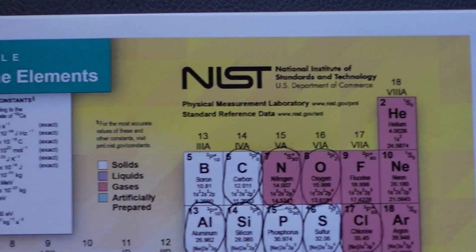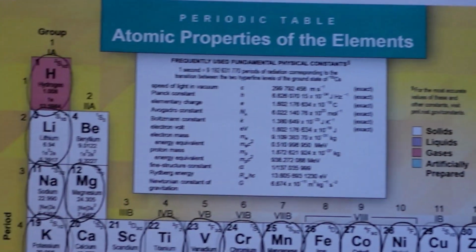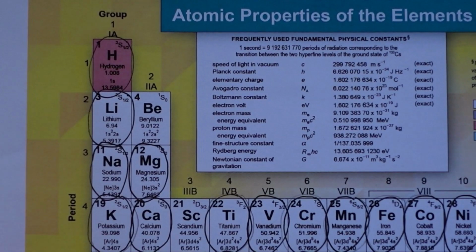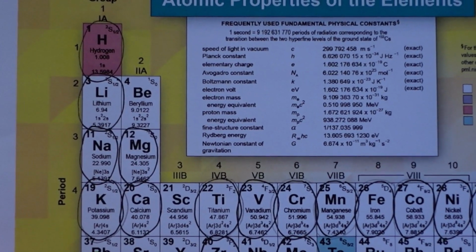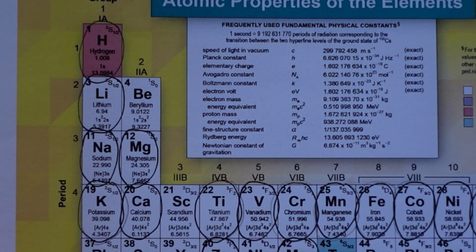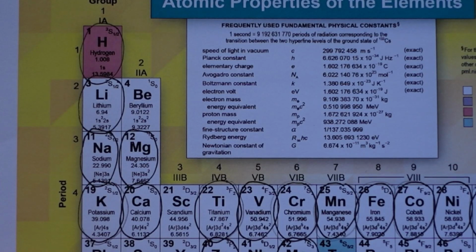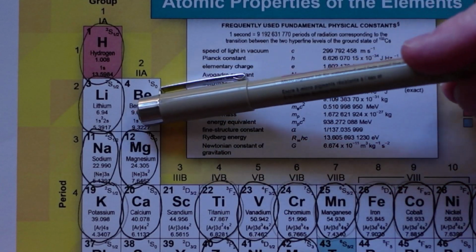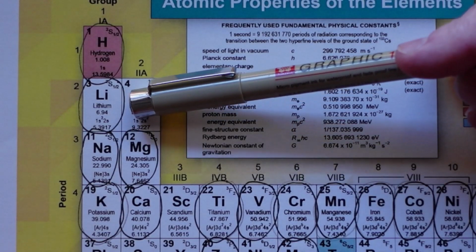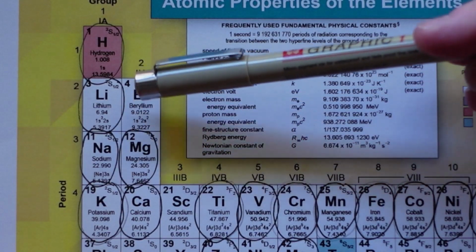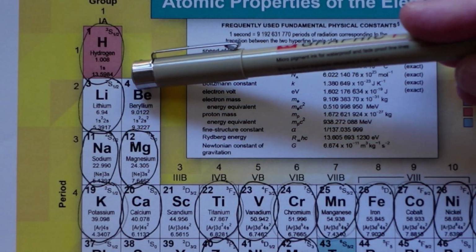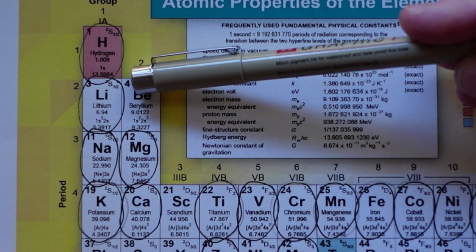If we go back, and what I've done here is I've circled on this periodic table the different elements that we might find in some of the pigments we're going to be talking about. Taking a look here, we've got Li, lithium. That one makes sense. So we might find some lithium in some of the pigments we look at.